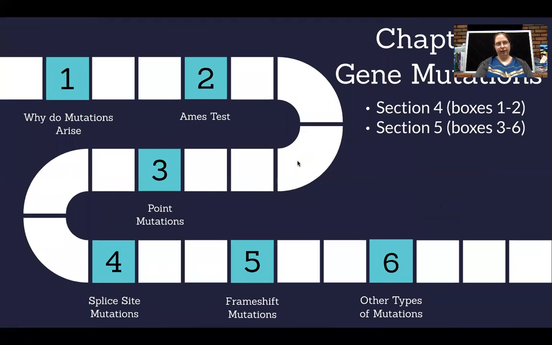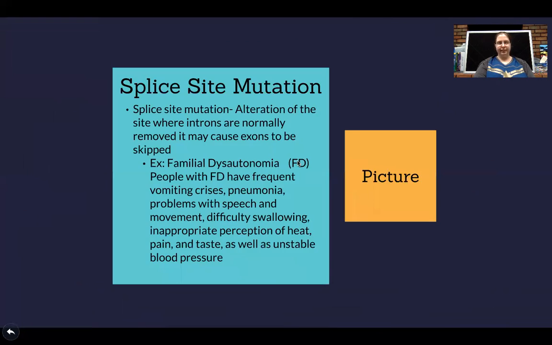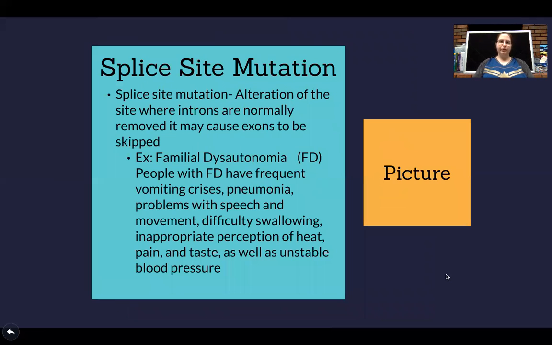All right. I'm going to talk about splice site mutation. So splice site mutation is when there's an alteration of the site where introns are normally removed, and it may cause exons to be skipped. So this will make more sense once we look at the picture. An example is familial dysautonomia, or FD, because that's quite a mouthful.